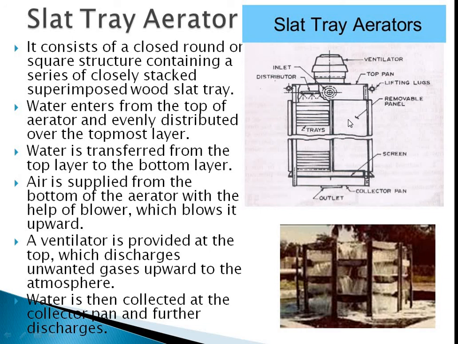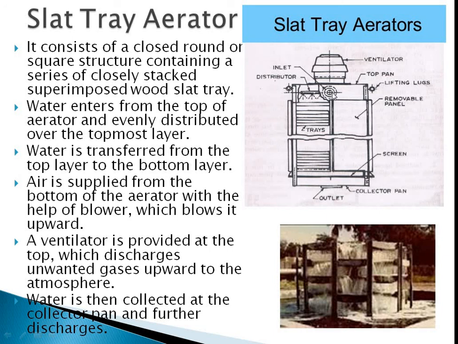Removable panel means we can remove or attach the panels of the trays from here. This is the screen, so if there are any floating matters, we can remove them with the help of the screens. And here is the collector panel, where the water is collected under the action of gravity, and after this collection panel the water goes to the next component, and here is the outlet of the chamber. So what is the working of it?